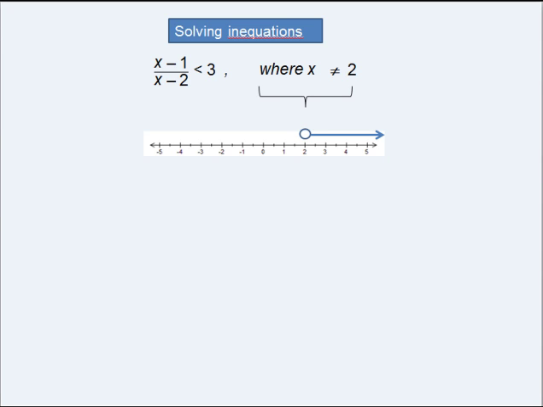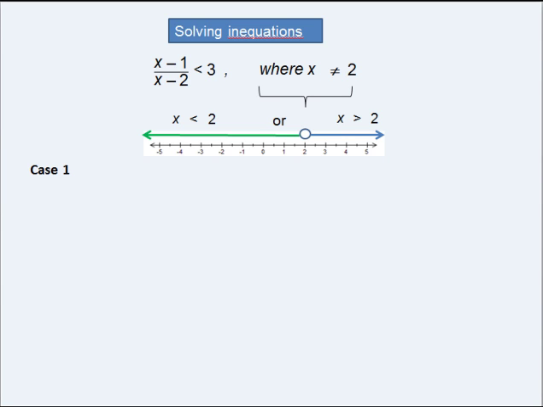Because of this we have two cases. The one is where x is greater than 2 and the other one is when x is less than 2, but we also have where the whole fraction must be less than 3. Have a good look at the screen and see how this initial condition can be represented on a number line.